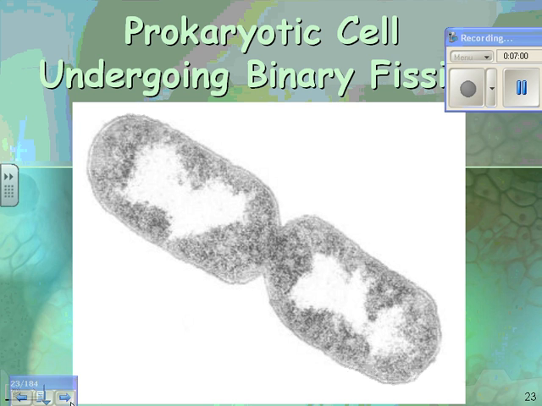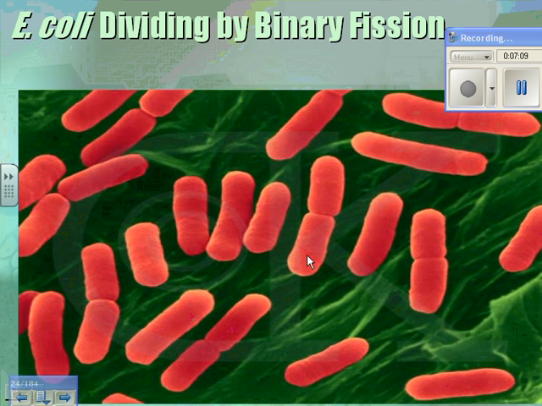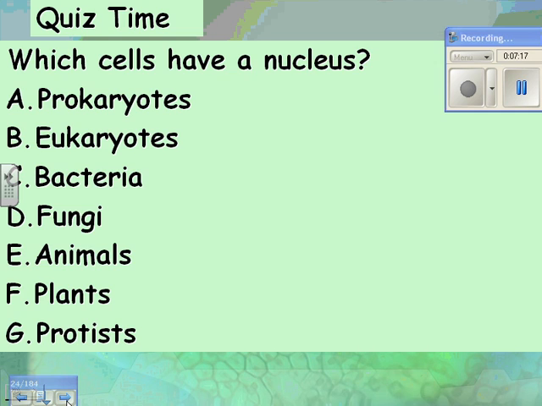So there's an electron micrograph of a prokaryotic cell undergoing binary fission. So in other words, a bacterial cell reproducing. Here's E. coli dividing. So this one was 1 a minute ago, and now it's starting to become 2. And that one's dividing, and that one's dividing. Cool, huh?